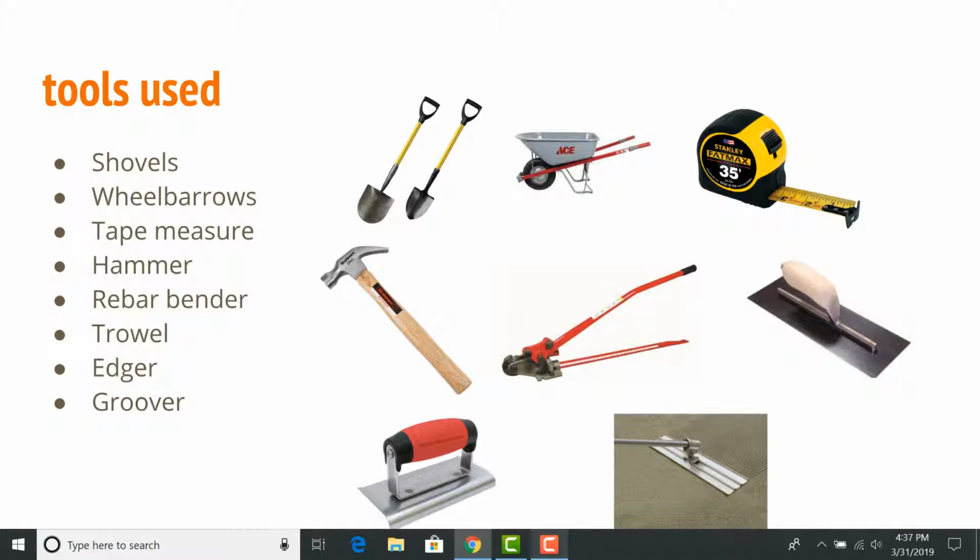So here are a few tools that are used in concrete and continuous footings. Subcontractors would use shovels, wheelbarrows, tape measures to measure the lengths of our footings, hammers, rebar benders, trowel, an edger, and a groover.